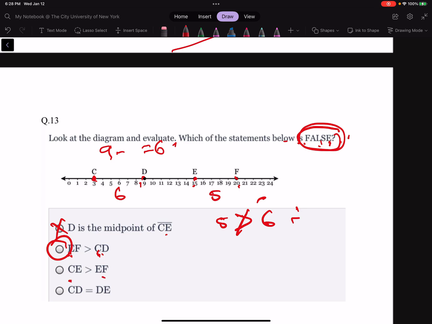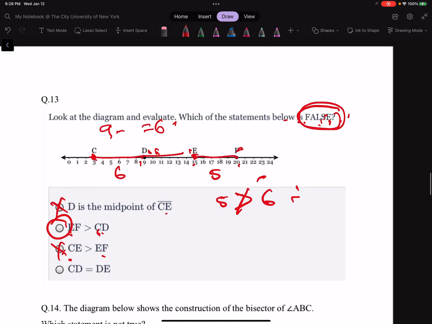And CF is greater than EF. Once you go to CE and EF, easily we can see this length is obviously greater. So it's right. But they ask for false, so it will not be. CD equals DE. We have seen that this is 6, this is 6. So this is also probably not the answer. So your answer is this. All right?